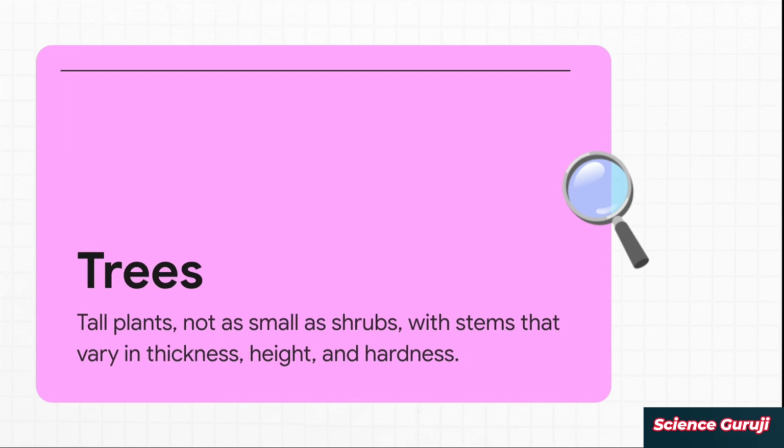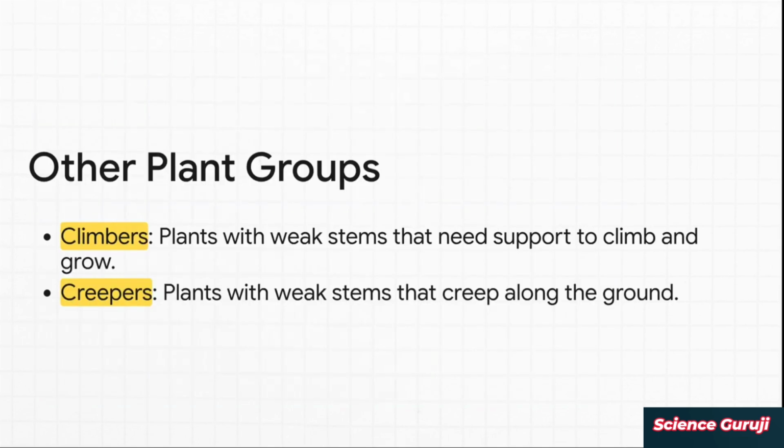And of course we have trees. They're the tall ones, and they usually have that one single thick, hard stem we all know as a trunk. And hey, we can't forget about the others. We also have plants with weaker stems, like climbers that need a little support to grow upwards, and creepers that just love to spread out along the ground.